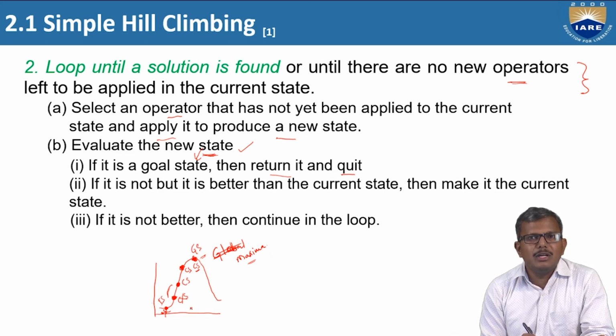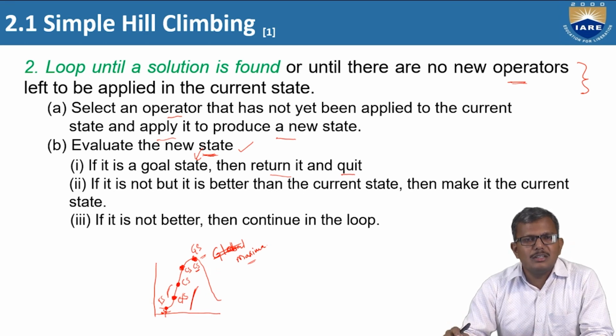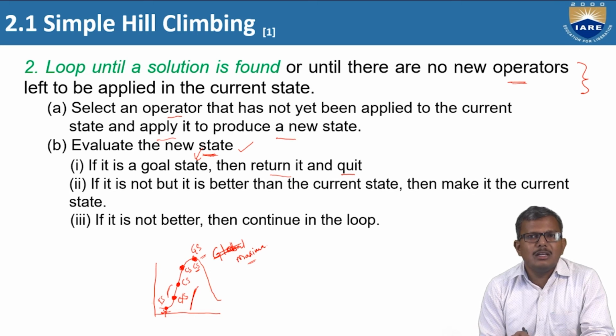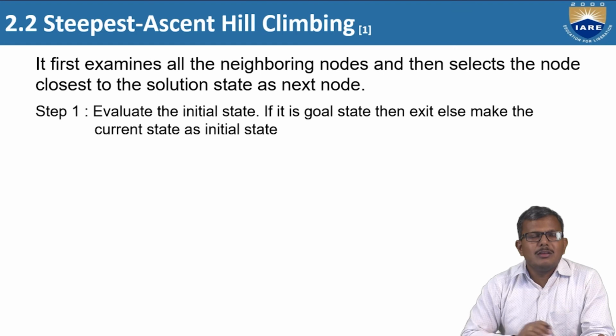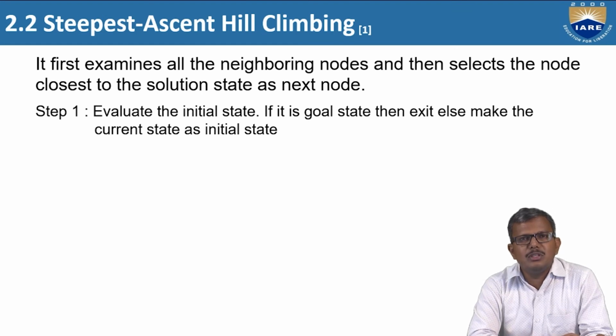So how are we continuing our looping? In this way. Every time select one particular state, apply the operator which is not applied earlier, try to get the new state, and compare the new state with the goal state. If it is not matching, you compare your present state with the newly generated state. If it is a better one, you change your current state. You keep on going unless you reach the goal state. So this is all about the simple hill climbing approach.